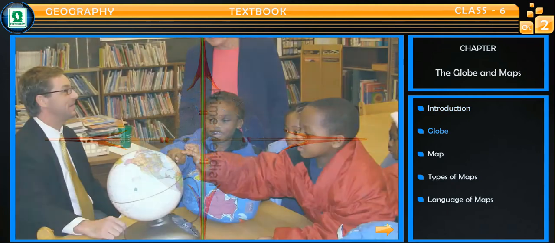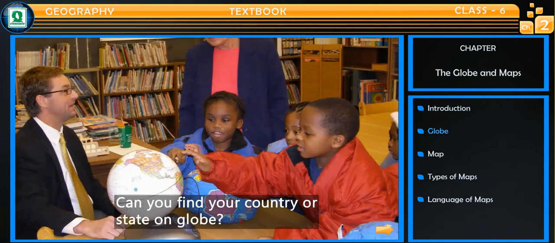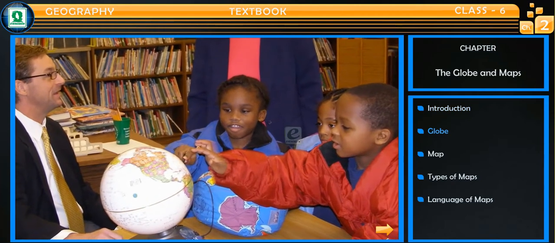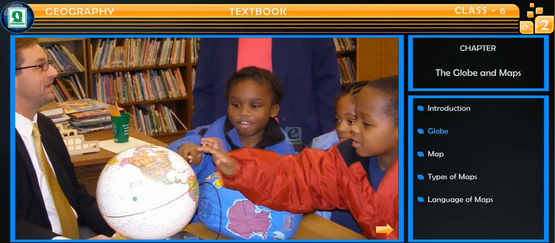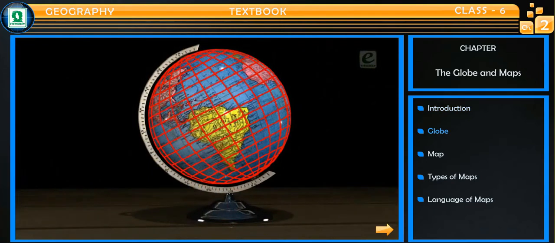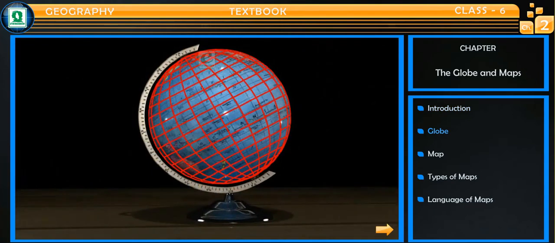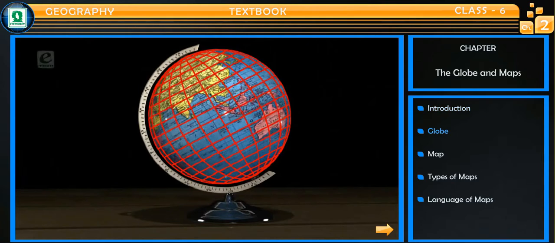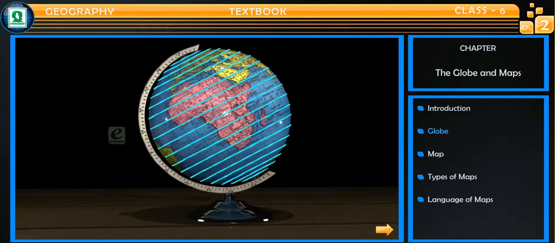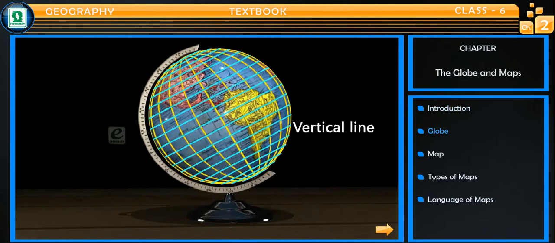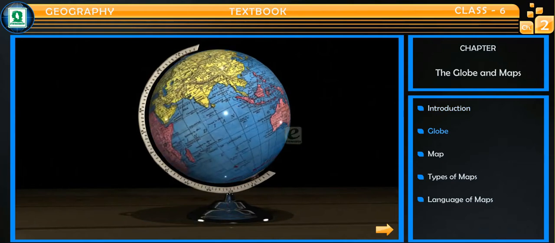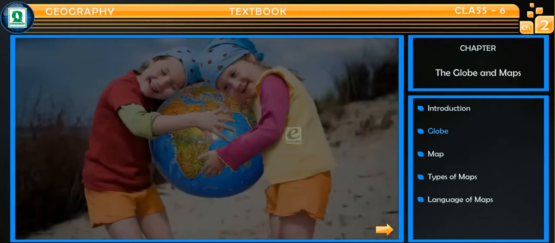Now, can you find your country or state on the globe? It is really difficult to find a country or state on the globe unless you know its exact location. For that, a grid system has been designed in which parallels of latitudes and longitudes help a user to find a place easily. These horizontal lines on the surface of the globe are called latitudes, whereas the vertical lines are called longitudes. You will study about these in detail in your next chapter.